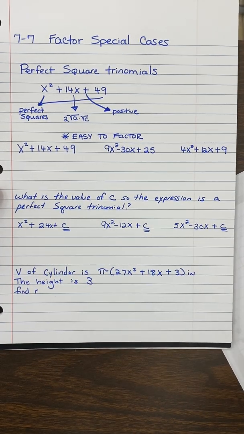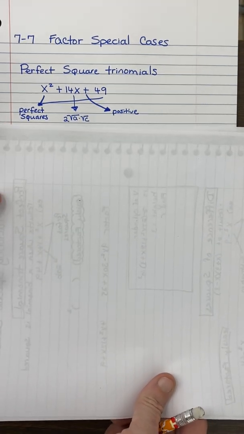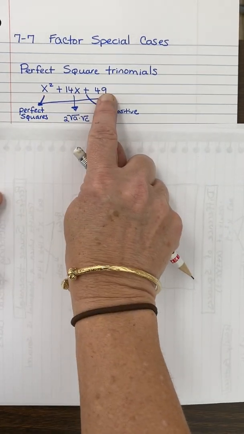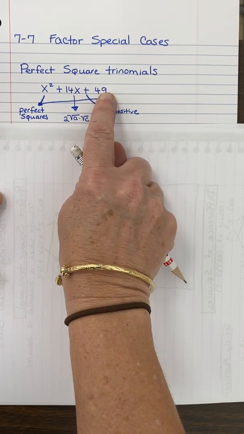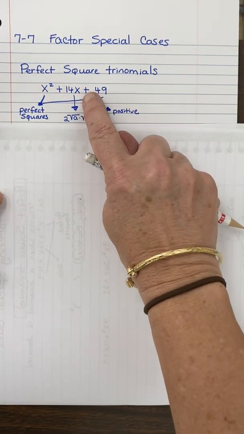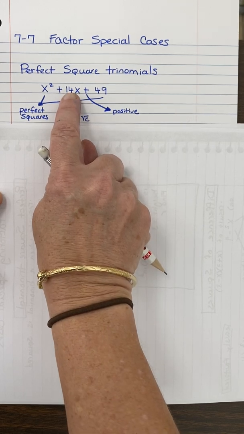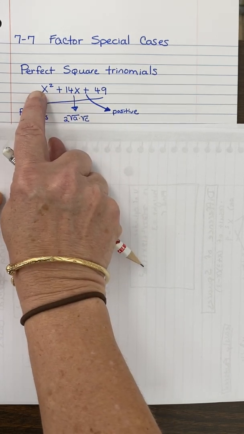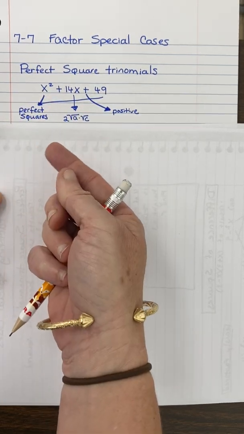Okay, so if you look here, I know this kind of looks a little confusing. This is an example of a perfect square trinomial. The first and the last term are perfect squares because the coefficient here is a 1. This has to be a positive. And then the 14 is the square root of a and the square root of c multiplied by 2, okay?